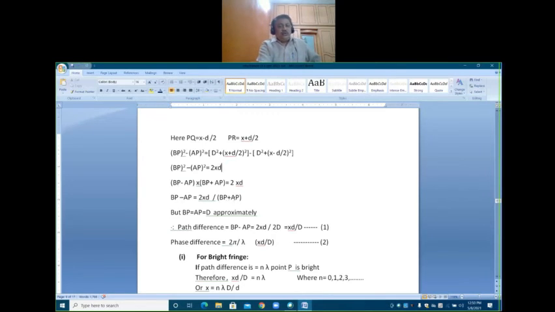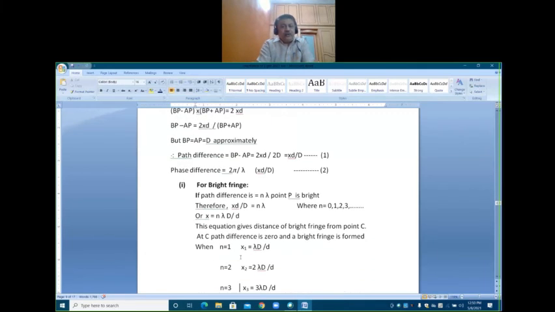So 2D. Therefore, the path difference between BP and AP is equal to xd by D, where x is the distance of point P from center, small d is the distance between two virtual sources, and capital D is the distance between screen and source. Also, phase difference can be written as 2 pi by lambda into path difference, that is xd by D. So we can apply.